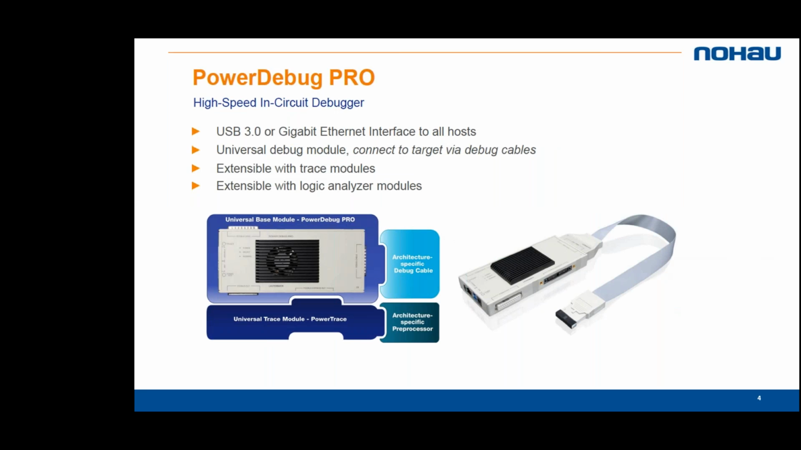Before I get started, I also want to highlight what I will use here in the demo part. Today I'm going to talk about trace, and for being able to trace an embedded system, there are a few things you need. First of all, you need a normal debug system like the one in the picture here. It consists of a Power Debug module, a Power Debug Pro, which is a universal module that can be used to trace any architecture.